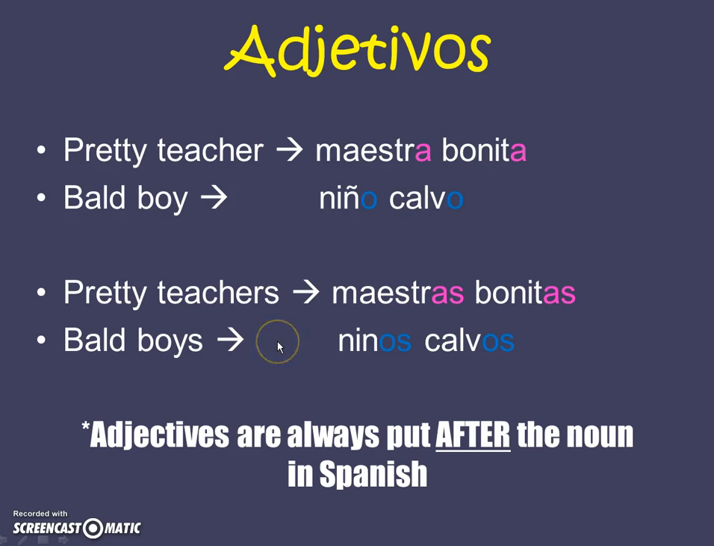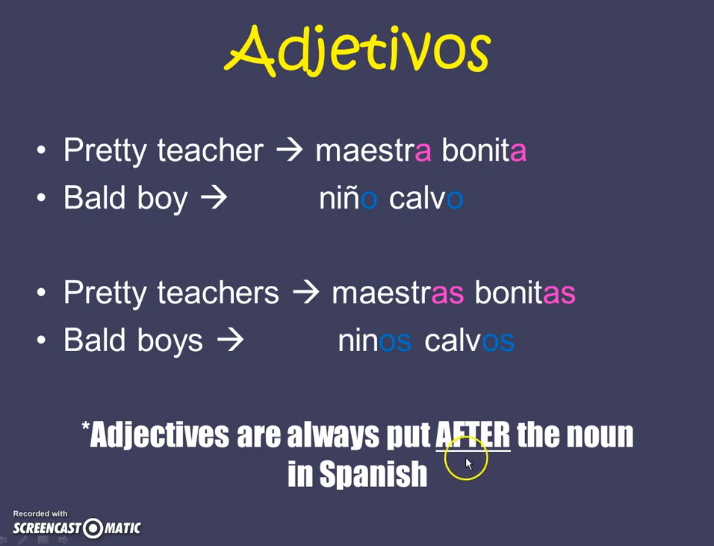Now, moving on to plural forms. Pretty teachers. Now, because we have more than one teacher, we have to make our noun plural. So remember, to make a noun plural, if you have a noun ending in a vowel, all you have to do is add an S. Now that we have our plural noun, we have to make our adjective plural as well. So here we have AS agreeing in gender with the A, and it is agreeing in number because it is ending in AS and AS, making them both plural. And the same thing with bald boys, niños calvos.